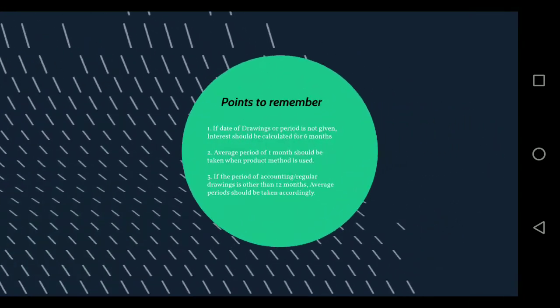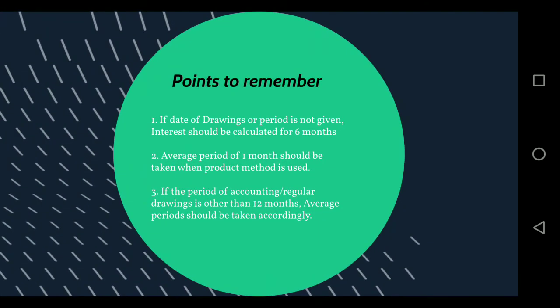Now let's discuss some points to remember. If date of drawings or period is not given, suppose you are given only the example that Mr. A withdrew rupees 50,000 during the year. So in this case no date is given, no period is mentioned. So in that case we take 6 months as an average period. Whenever in any case you are not given the date of drawing or period, you cannot ascertain any period, then the average period should be taken 6 months.